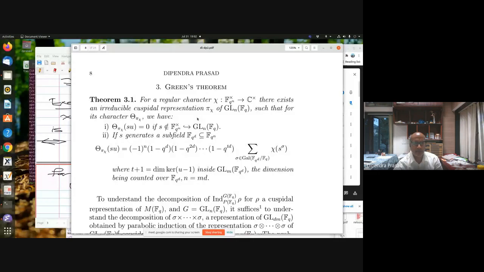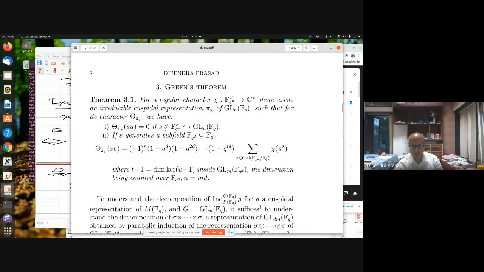So if this element S doesn't belong to the field F_{q^n}, then the character is zero. And if the element S belongs to the field F_{q^n}, and suppose it generates F_{q^d}, then the value of the character at such an element S times u is given by the value of the character chi at the element S together with its Galois conjugates, multiplied by this factor, where q^d is the size of the field F_{q^d}, and the number of factors here is t, where t plus 1 is the dimension of the kernel of u minus 1.